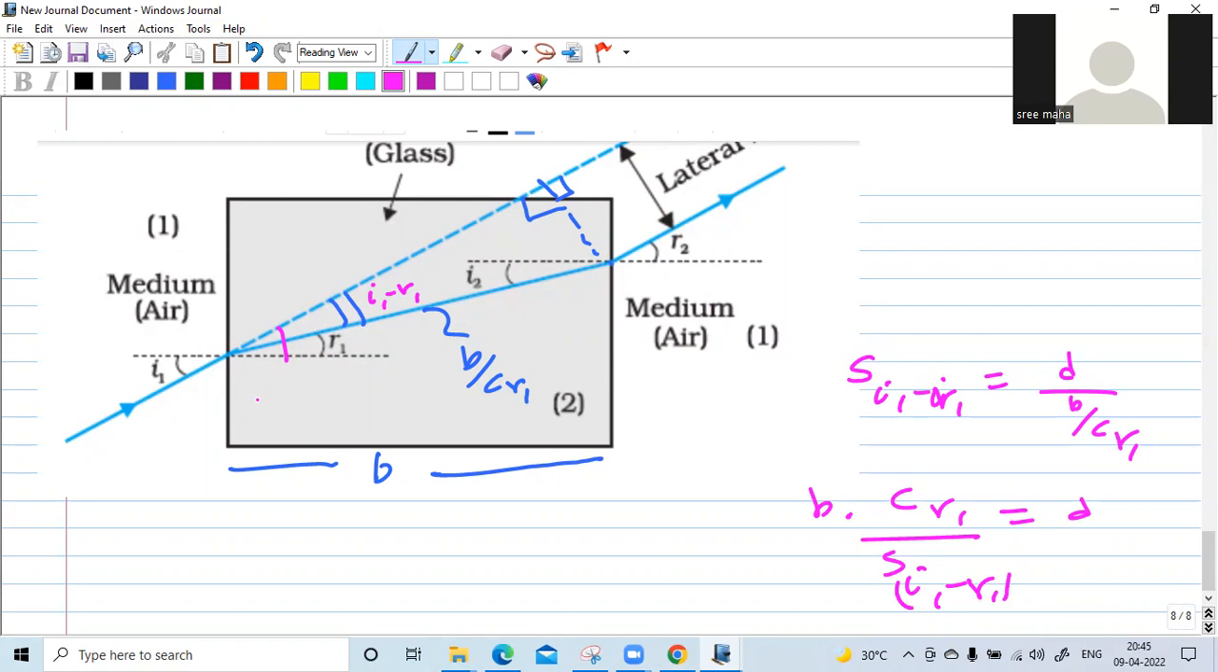Suppose this medium is the same, then i1 is the same as r1. Because if these two mediums are the same, then i1 is the same as r1. So d should be 0.